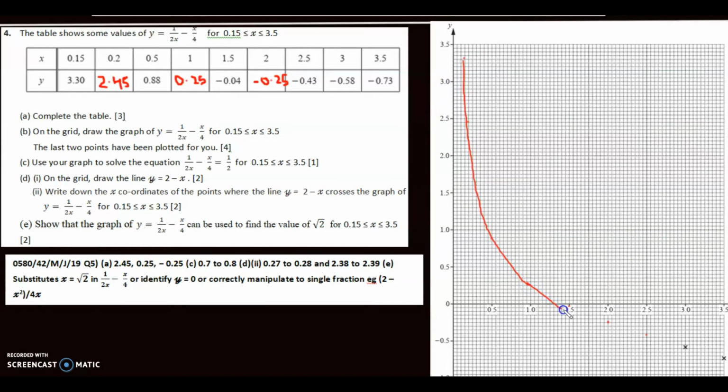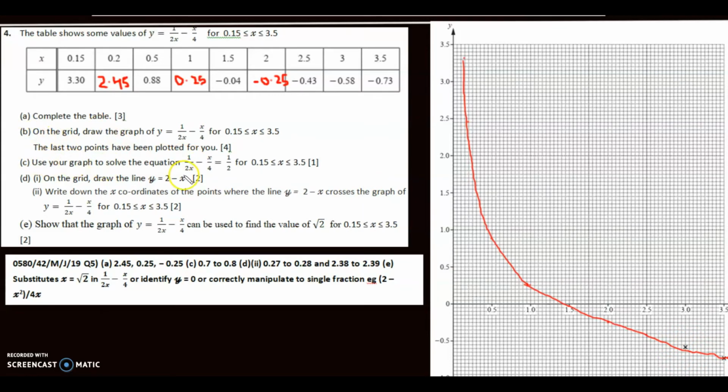Can't really see what I'm doing. No, I've missed a point. So something like this. Yes, okay, missed a point here as well, but I'll just ignore that. Okay, so part B is done.